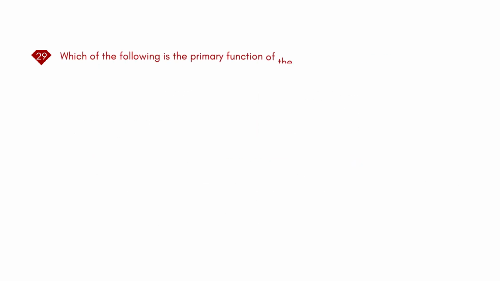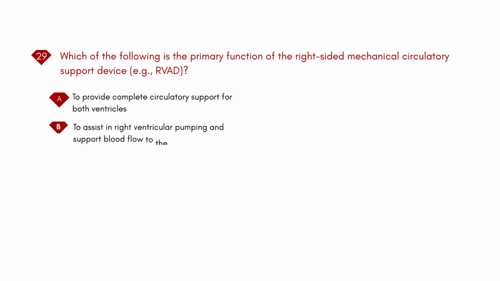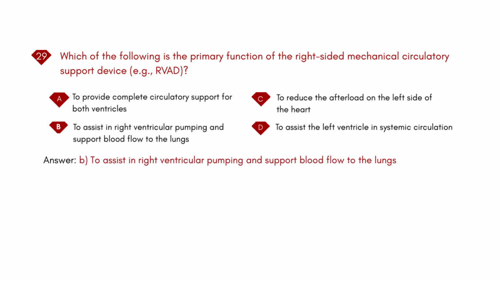Which of the following is the primary function of the right-sided mechanical circulatory support device, e.g., RVAD? A. To provide complete circulatory support for both ventricles. B. To assist in right ventricular pumping and support blood flow to the lungs. C. To reduce the afterload on the left side of the heart. D. To assist the left ventricle in systemic circulation. Answer: B. To assist in right ventricular pumping and support blood flow to the lungs.